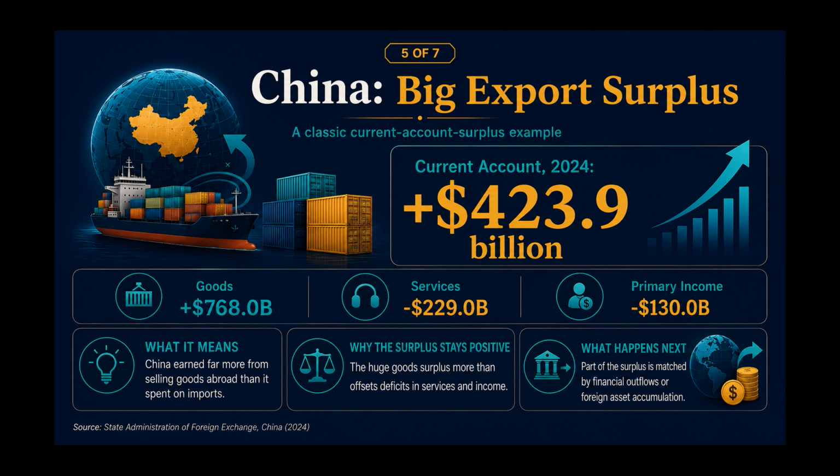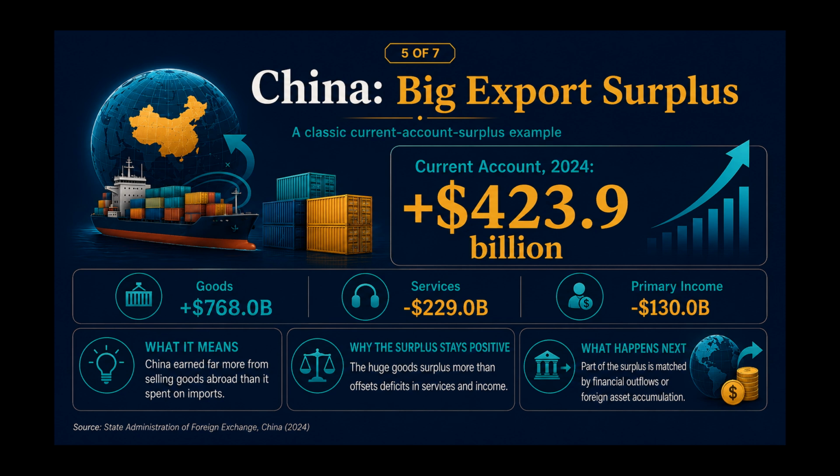But the current account is not only about goods. China also had a services deficit of about $229 billion and a primary income deficit of about $130 billion. These deficits reduce the overall surplus. But China's goods surplus is so large that it more than offsets the services and income deficits. So the final result is still a big current account surplus.